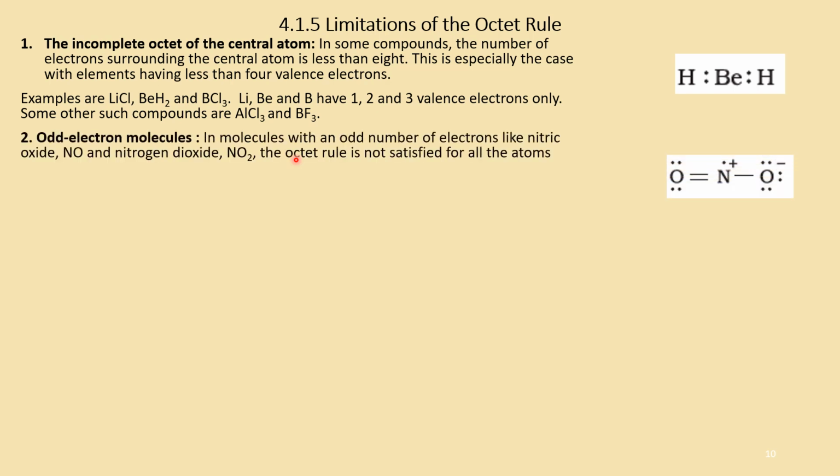The second exception is the odd electron molecules. In molecules with an odd number of electrons, like nitric oxide NO and nitrogen dioxide NO2, the octet rule is not satisfied for all atoms. An example is shown on the right hand side here. So the octet rule is not followed here.